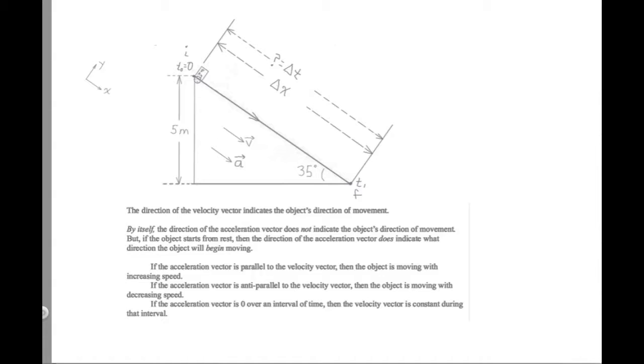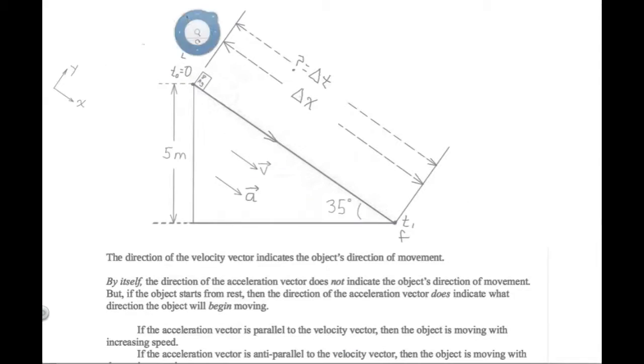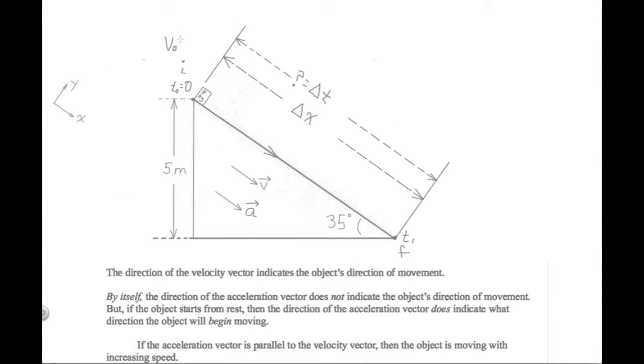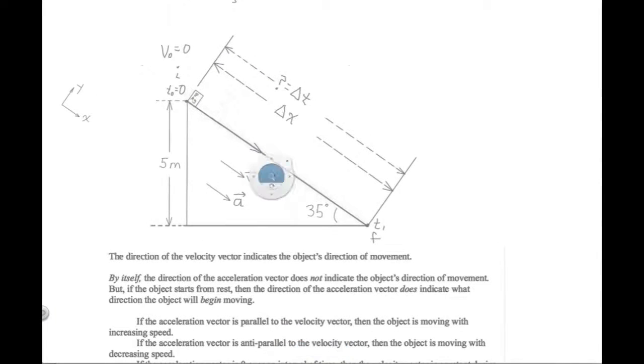Remember, we know that the object started from rest. Remember that actually at time 0, the velocity is 0. It's only after time 0 that the velocity is pointing down the inclined plane. This arrow only applies to the times after time 0. At time 0, the velocity would be 0 and have no arrow. So what we can actually say is that this object is starting from rest, then moving down the inclined plane with increasing speed.